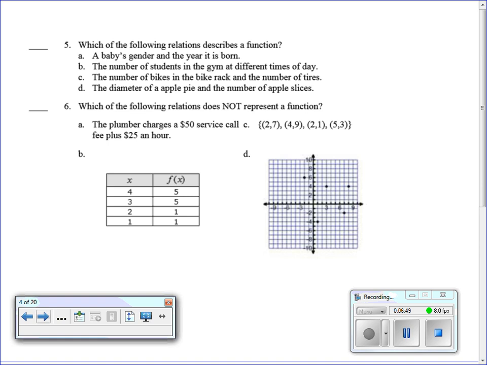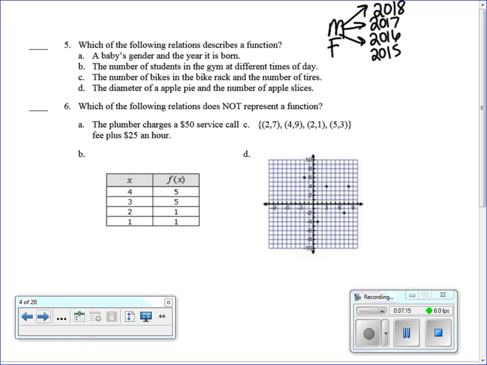So if I'm looking at a baby's gender, a baby can be born male or female, boy or girl, and there are several different years. You can have a baby born in the year 2018, which was this year, maybe 2017, 2016, 2015. When we're looking at this, you could have a male child born in 2018, but you could also have a male child born in 2017, you could have one born in 2016, you could have one born in 2015. So by our definition, our input here is going to more than one outcome, more than one output. So this would not be a function. So A would not be considered a function.